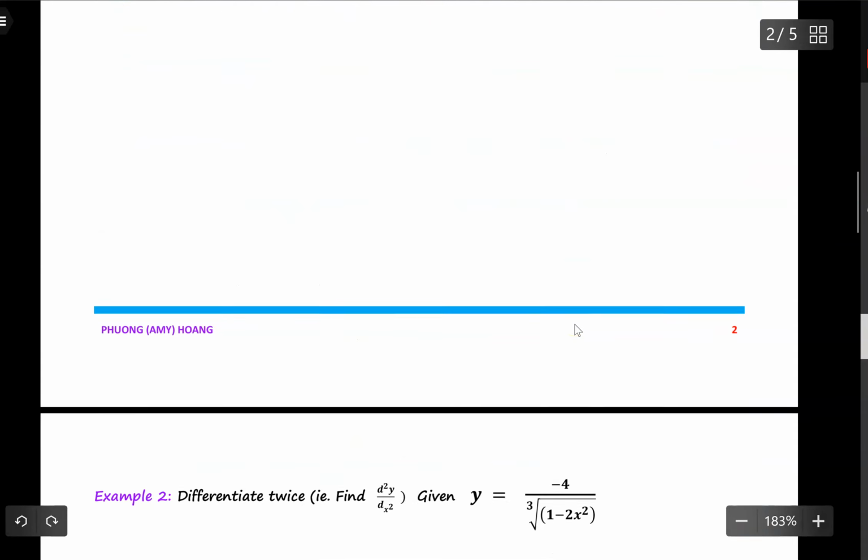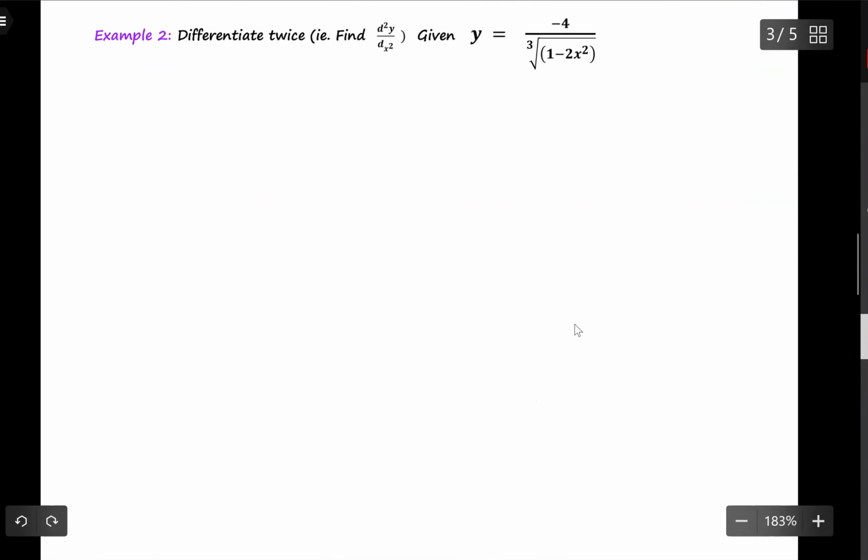So for the next question that I'm going to try is a bit more complicated. When you get to the second derivative, you have to apply the product rule, okay? So in this example, I said differentiate twice, or in the way that I asked you to find d squared y over dx squared, given y is equal to this function.